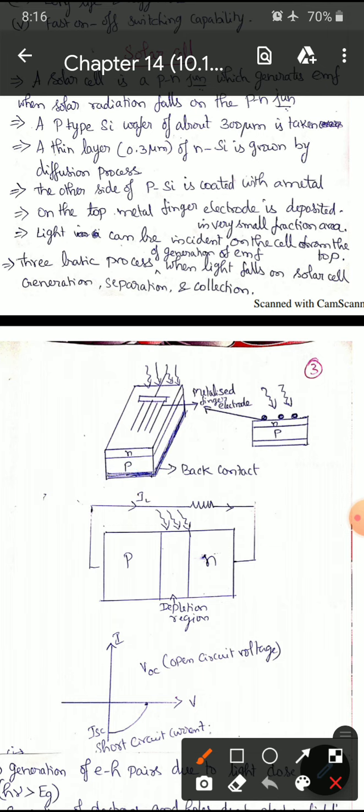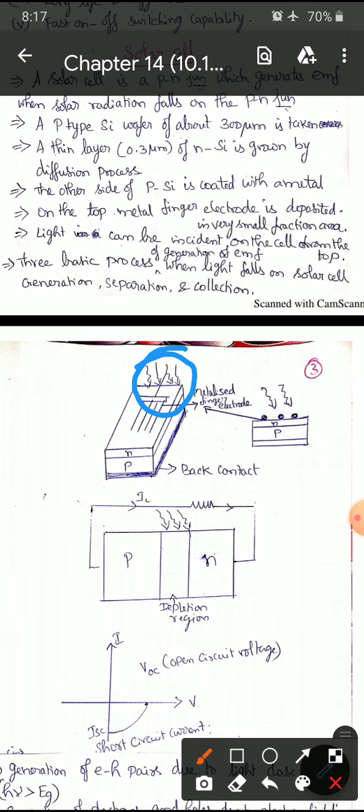On the top, we have a finger electrode deposited. It covers a very small fractional area, that is, we only have thin lines. So here, light radiation is made to fall on the surface of the semiconductor, that is, on the top.